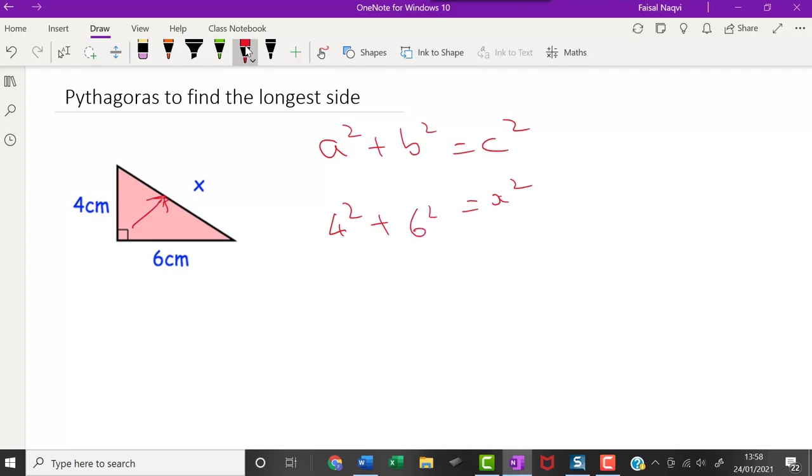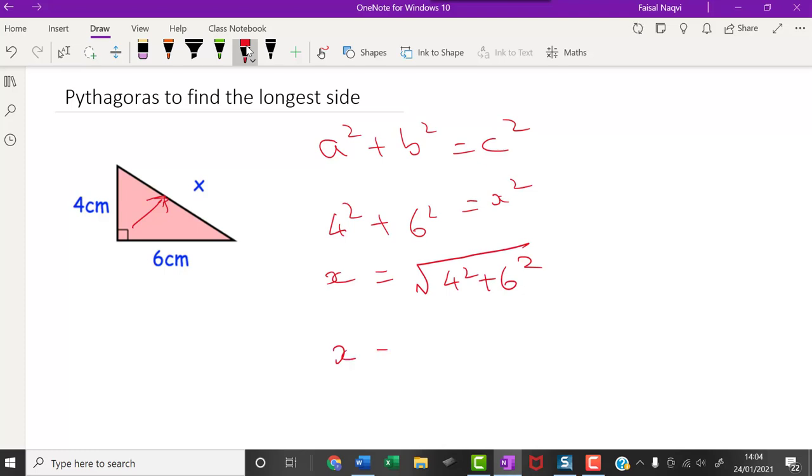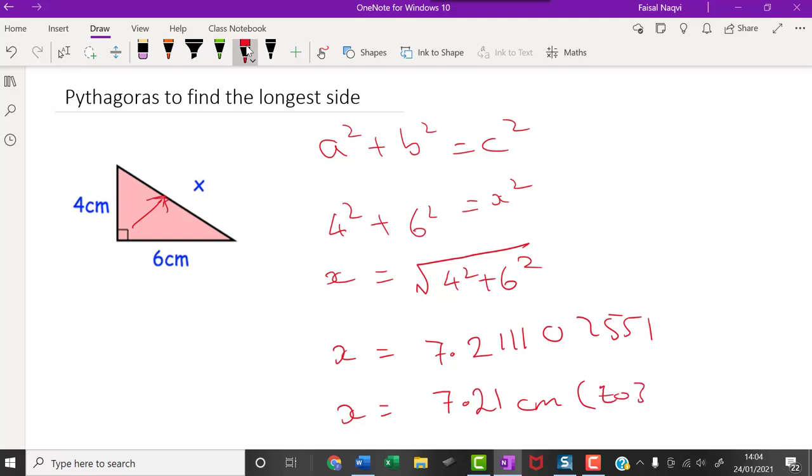So now I've got 4 squared plus 6 squared equals x squared, but I don't want x squared, I want x. So to turn x squared into x, I have to square root that side. If I square root one side, I have to do the same and square root the other side. If I put that into the calculator, I get 7.211102551. I want to round it to 3 significant figures, so x equals 7.21, the units, centimeters, and my level of accuracy to 3 significant figures.